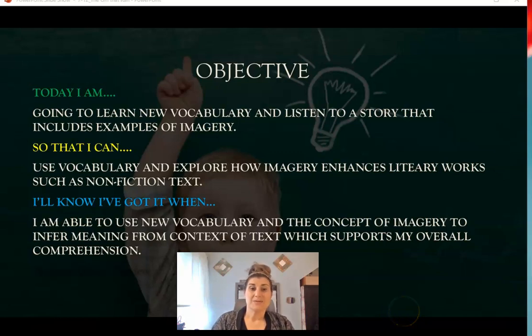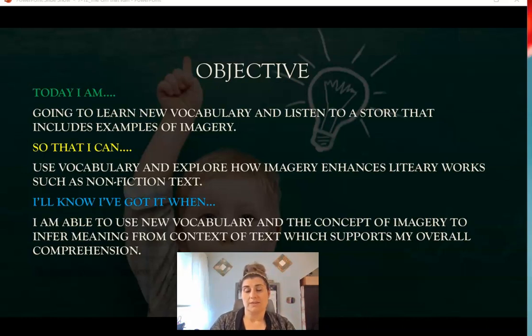Hello students, today we're going to be working on imagery. This goes along with what we've been talking about, which is illusions. Now remember, this is not Harry Houdini who does illusions, where we have like magic tricks.